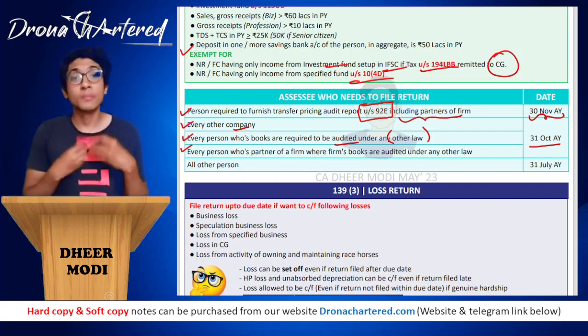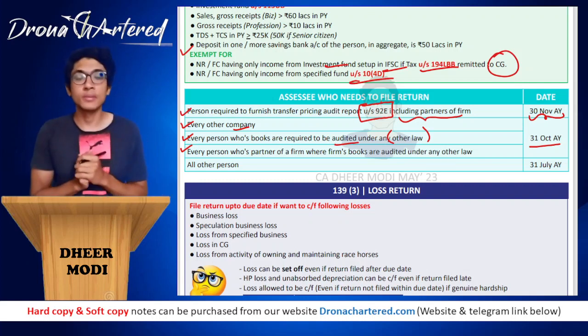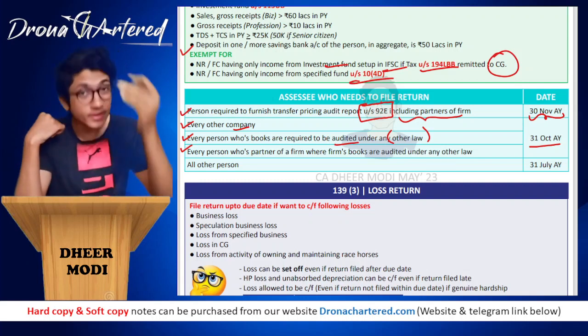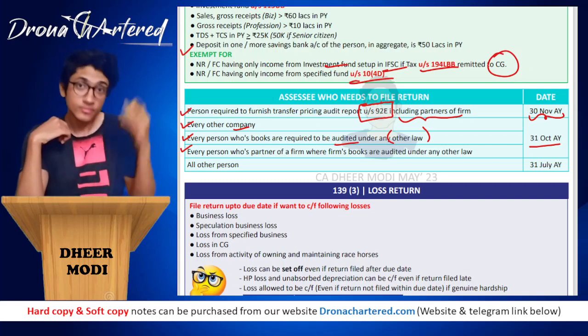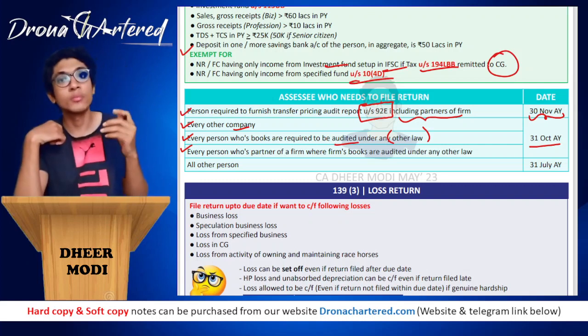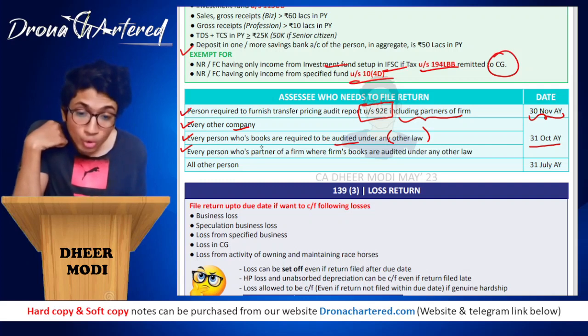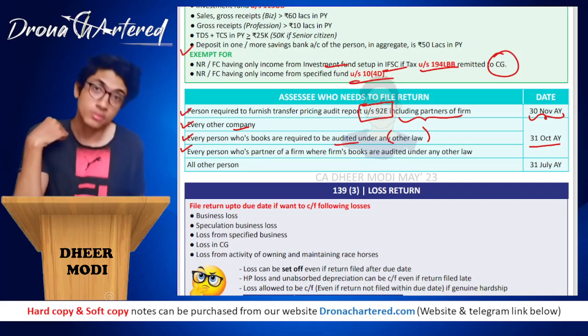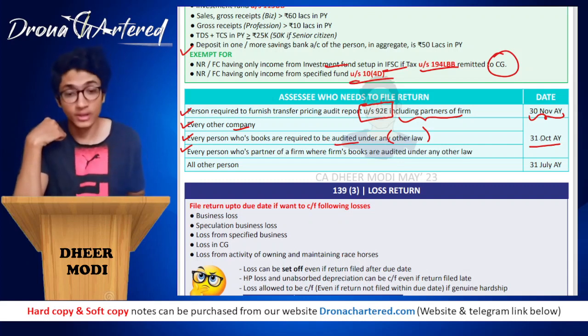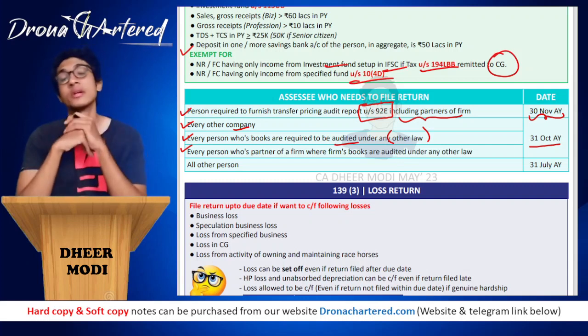That means, for example, if you are a partner in ABC Limited, and now ABC Limited books have to be audited, and you are a partner in such a place, so every person who is a partner of a firm, where the firm's books are audited under any law, then for that person also it is 31st October.